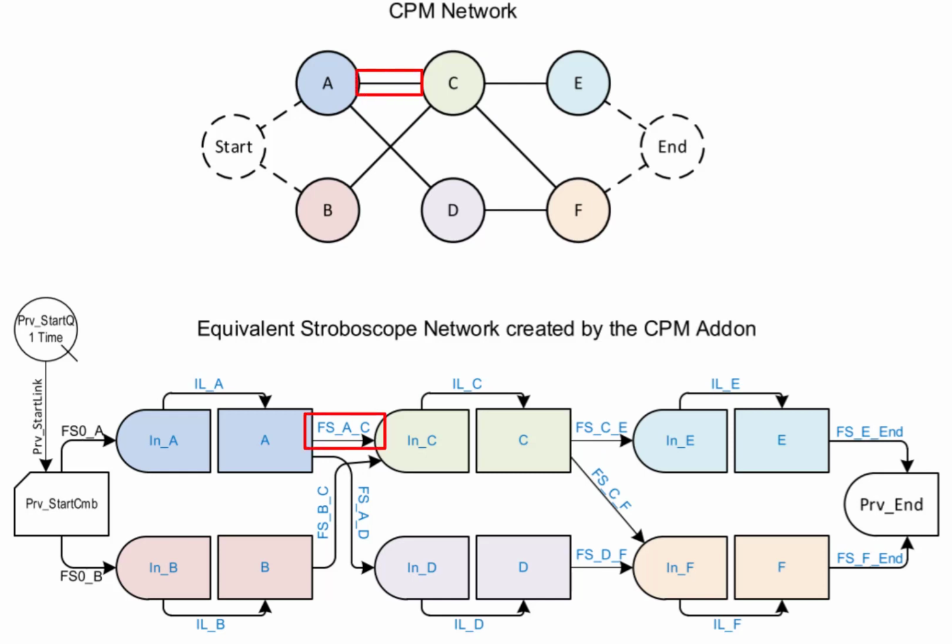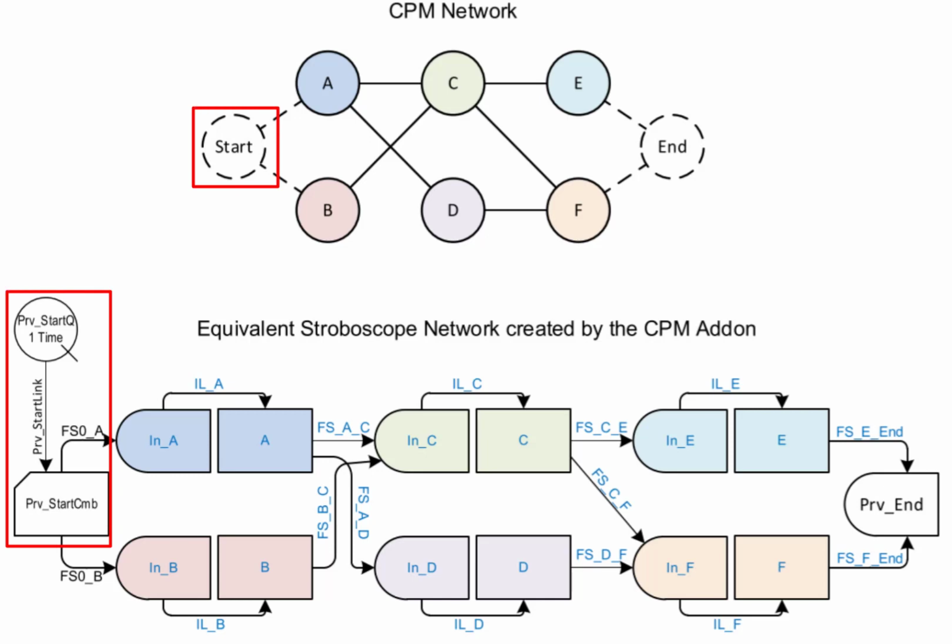The link that connects the predecessor activity A to the successor activity C is named fs_A_C and connects a normal activity A to consolidator in_C. The resource that flows through the link is again time.